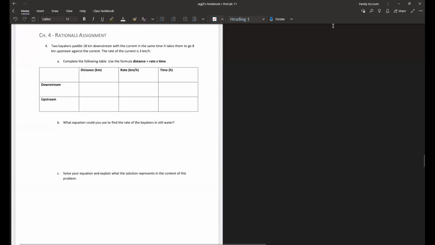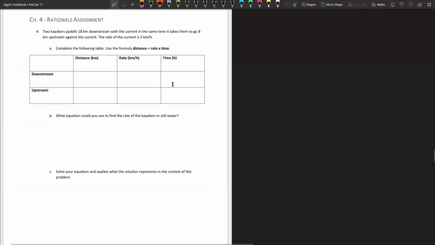So guys, another typical question that you can get is an upstream or a downstream word problem. Let's look at this question. It says 2 kayakers paddle 18 kilometers downstream with the current in the same time that it takes them to go 8 kilometers upstream against the current. The rate of the current is 3 kilometers per hour. And they want you to set up the equation, and they want you to find the speed of the kayakers.